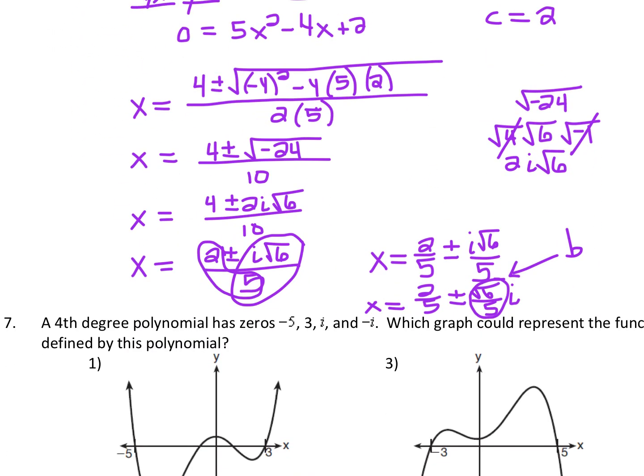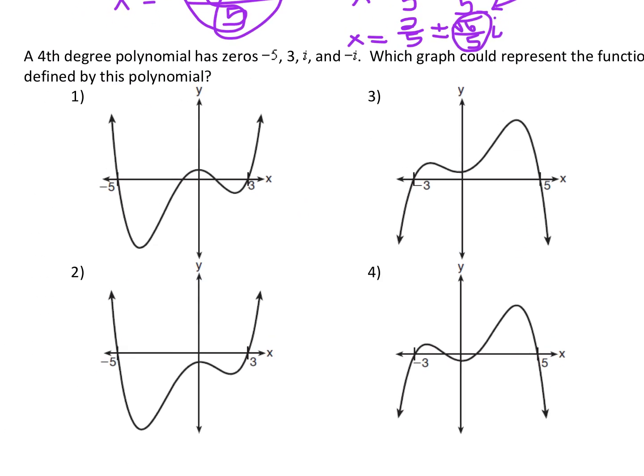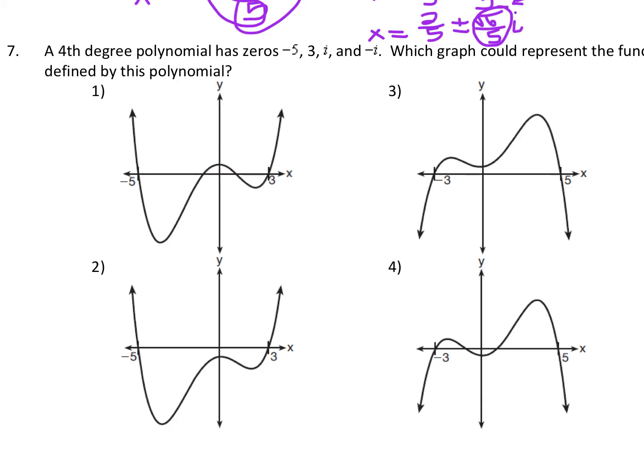Okay, and then finally, I think this is the last one in this section. Number 7: a 4th degree polynomial has these 4 zeros. Which graph could represent the function? It looks like here we have 2 real zeros. The real zeros are where the graph is going to intersect the x-axis. So it has to intersect the axis at -5 and +3. It cannot be these.